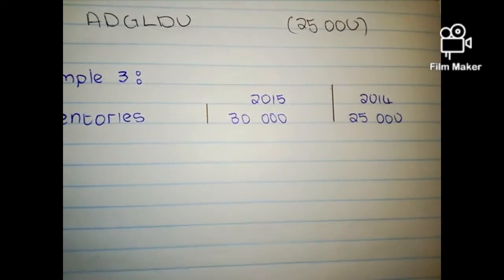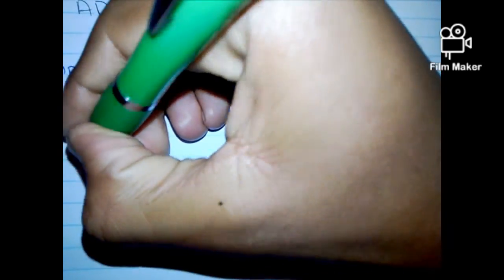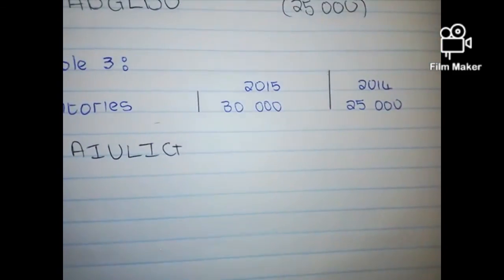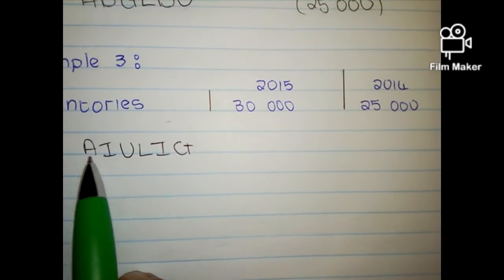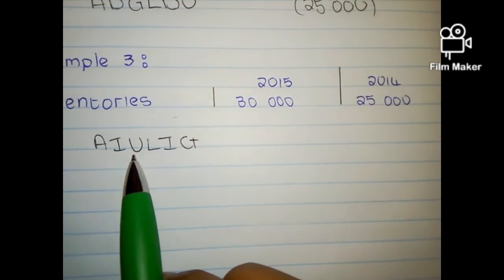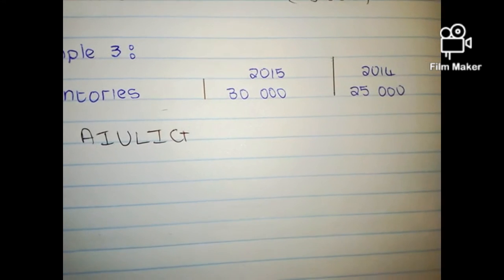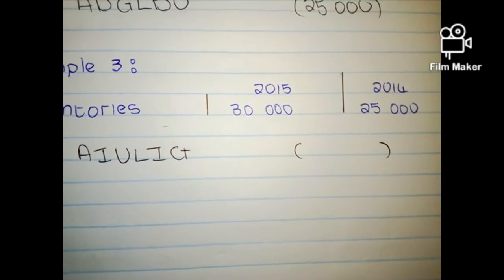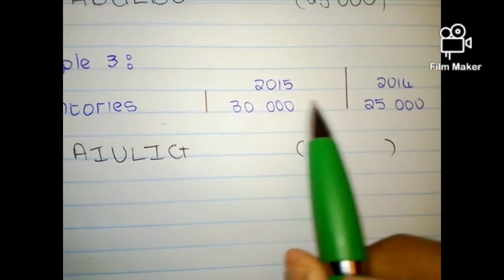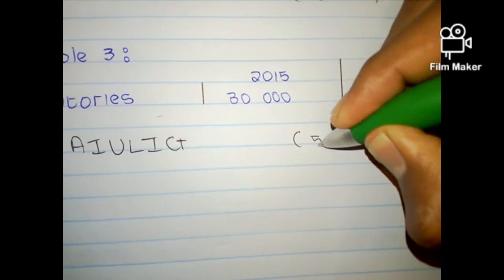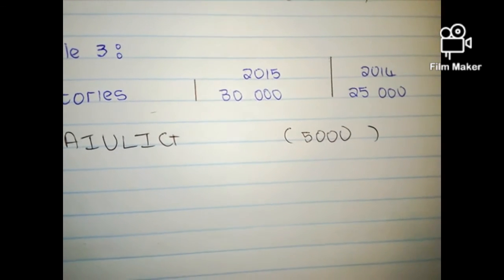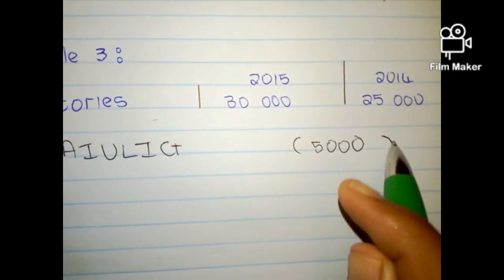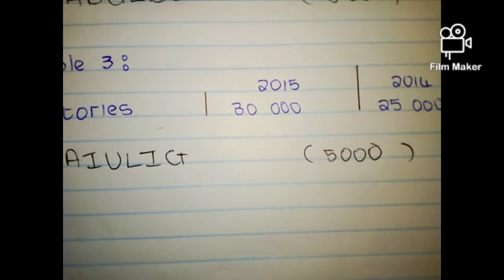So the question is, where do my assets increase? My assets increase in the German approach, which is AULER. As my assets increase, money is being utilized, and every time we say utilized, we always bracket our amounts to show a negative effect. We simply find the difference between these two amounts. The difference is 5,000.